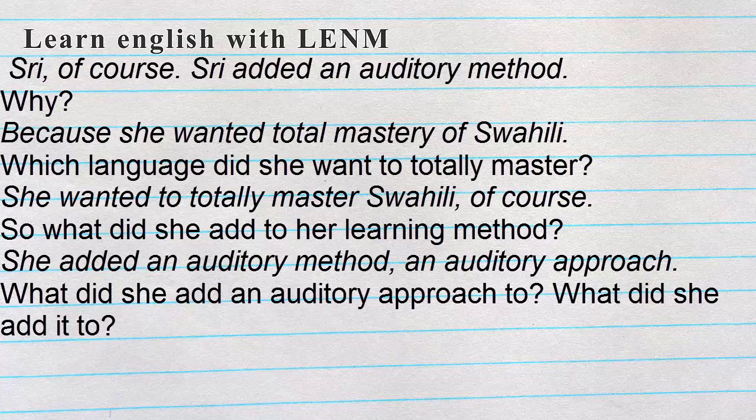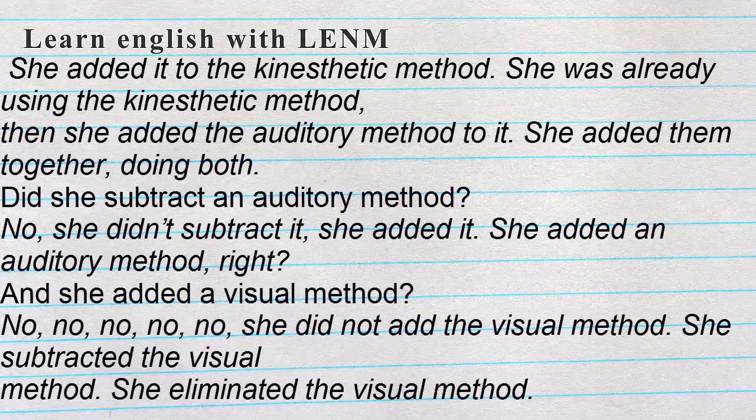Why? Because she wanted total mastery of Swahili. Which language did she want to totally master? She wanted to totally master Swahili, of course. So what did she add to her learning method? She added an auditory method, an auditory approach. What did she add it to? She added it to the kinesthetic method. She was already using the kinesthetic method, then she added the auditory method to it. She added them together, doing both.